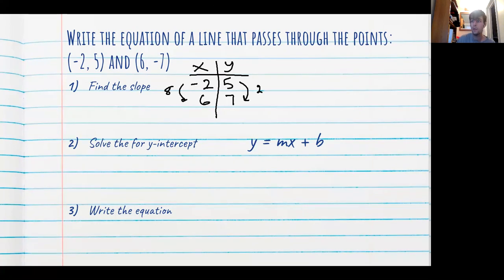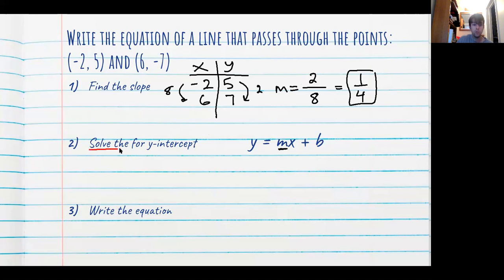So when we write that slope out, we're going to have a change in y of 2 over a change in x of 8. Both positive, right? They're both going up. So yeah, and that reduces to 1/4. So that is our slope. That's the first part we need, right? That's our m. Now the next part is a little tricky.